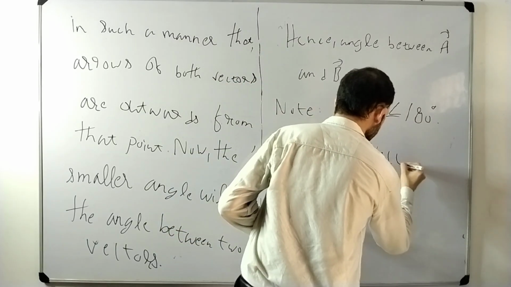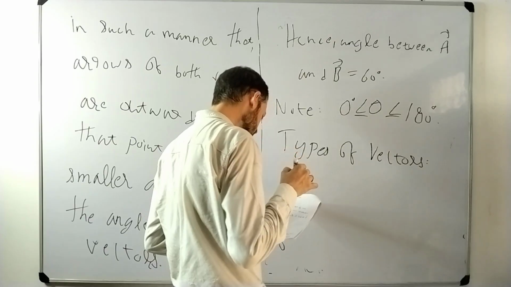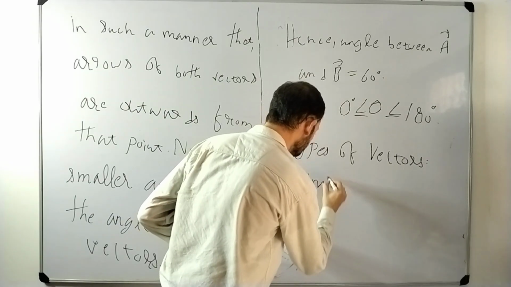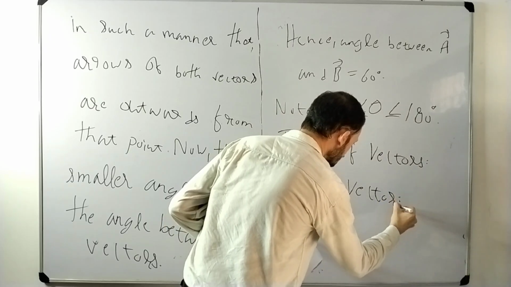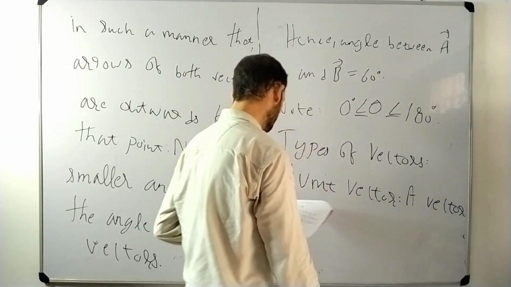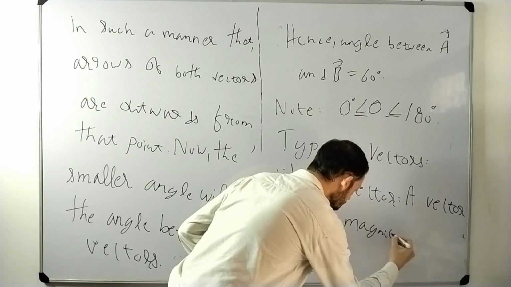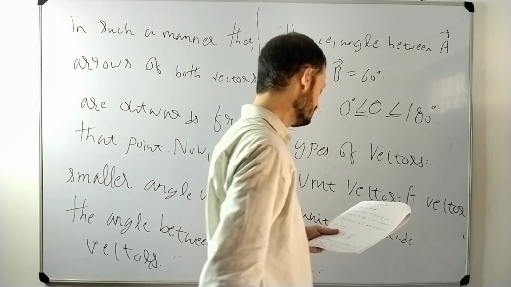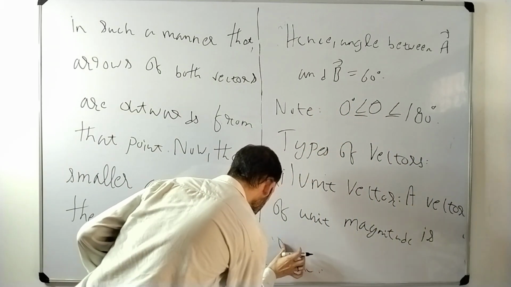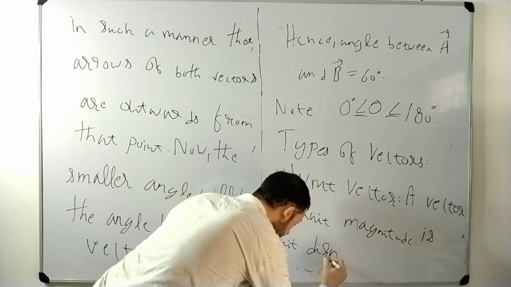Types of vectors. First, unit vector. A vector of unit magnitude is a unit vector, and it gives direction. So basically the work of a unit vector is to give direction.